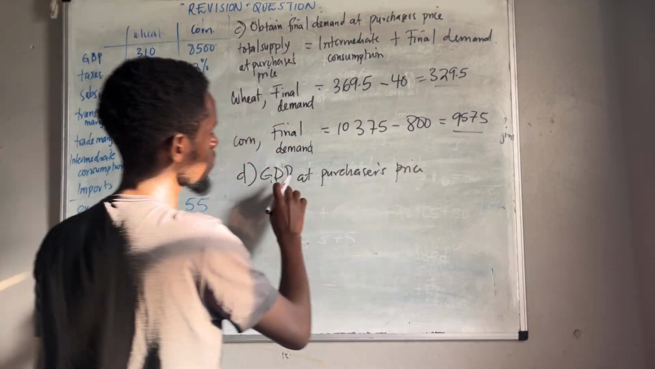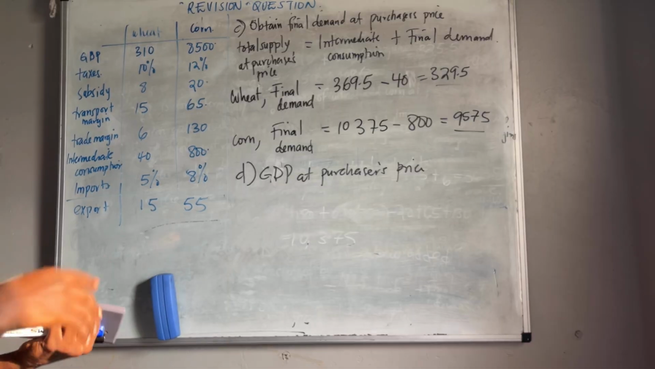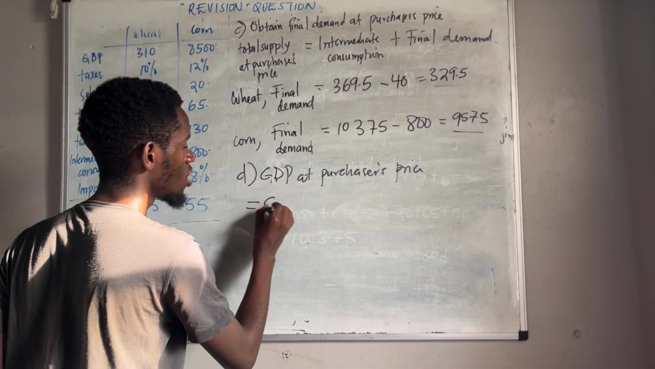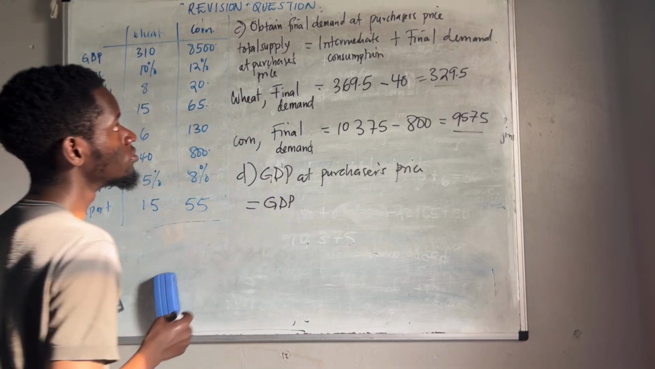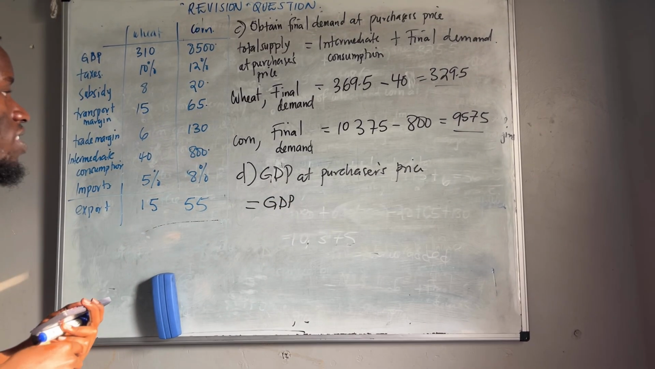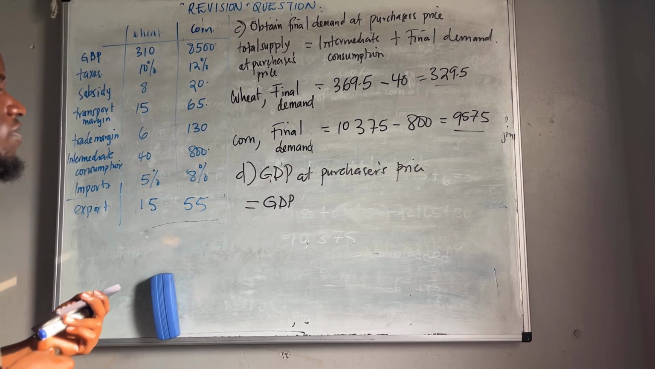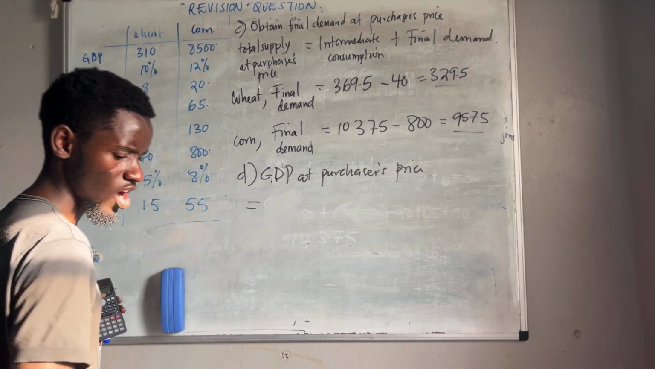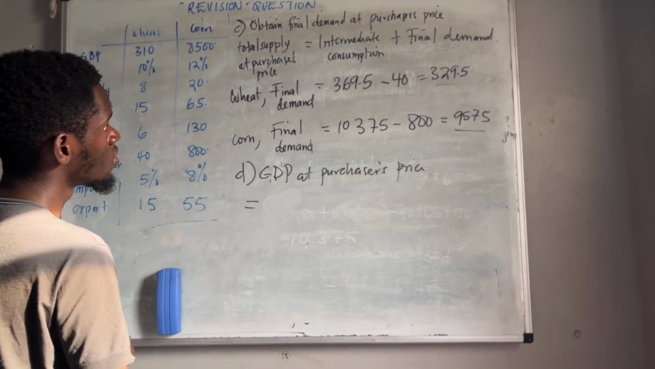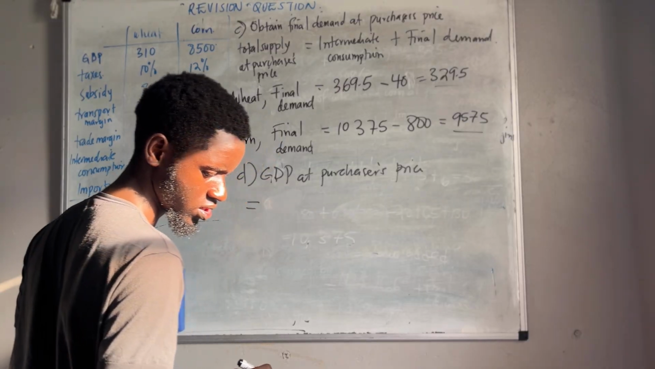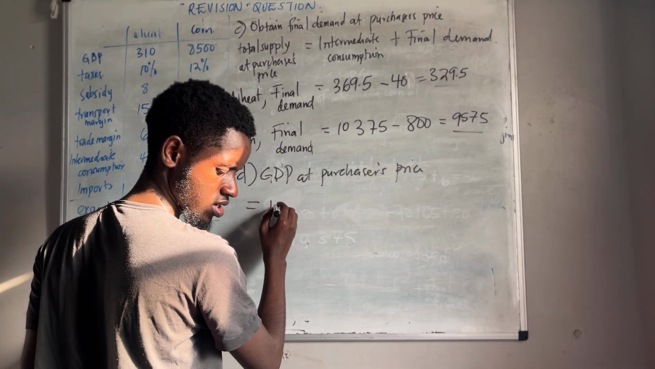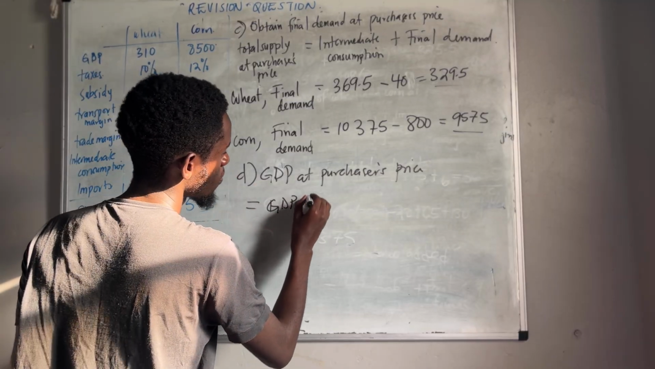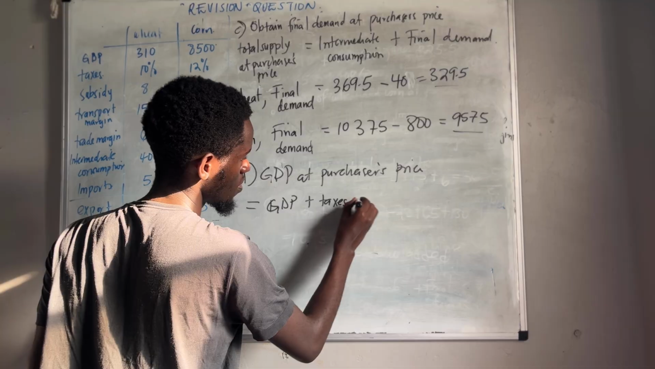Now we say GDP is what is produced within the economy domestically. Therefore, we ignore imports. Therefore, GDP at purchaser's price is the same as having the domestic product. We shall have our domestic product, which is the same as GDP, what is produced within the country, plus taxes minus subsidies.